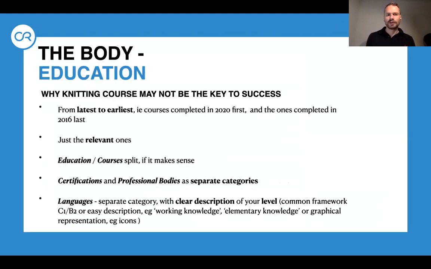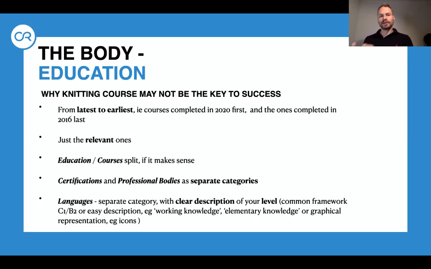And then we move to the education. And the funny thing is that a knitting course may not be the key to success. I immediately go into this section, just the relevant ones. Even though some of us have completed numerous courses and have a lot of additional qualifications, the same rule applies here. You only put those that are relevant to the role that you're applying for.